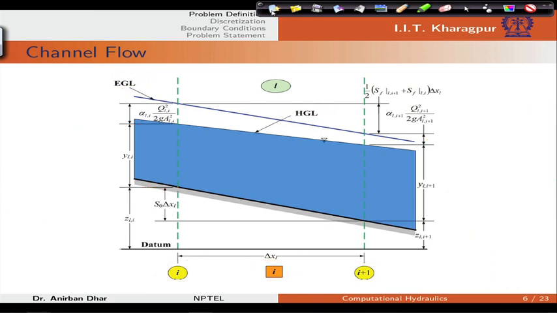Now, in this case we can see that there is a difference between this point and this point. This is essentially the average of the friction slope multiplied by del XL. Del XL is the distance between these two sections, and in this case we will consider uniform del x for a particular channel reach.